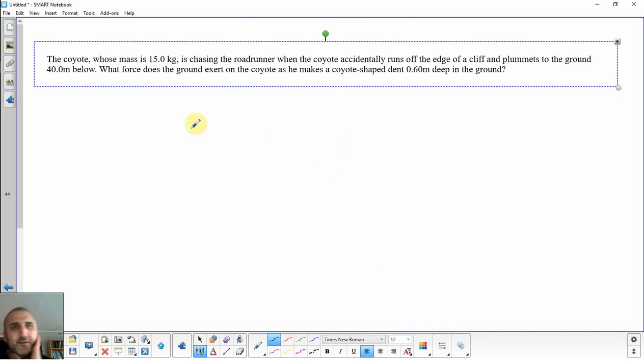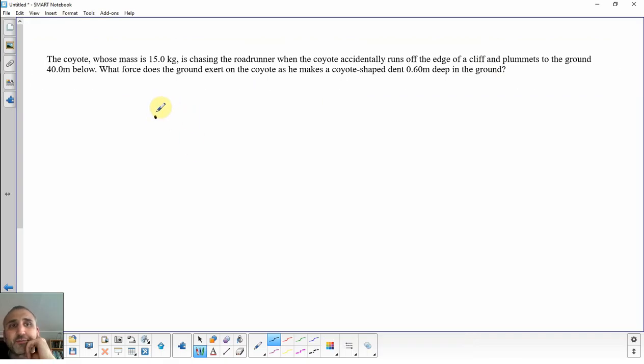Coyote, his mass is 15 kilograms, is chasing the road runner when the coyote runs off a cliff and plummets to the ground 40 meters below. What force does the ground exert on the coyote when he makes his dent 0.6 meters into the ground? This is just like the pile driver problem, where your potential energy turns into work, and that is force times distance times cosine theta.